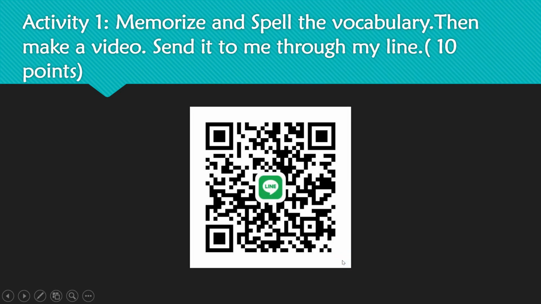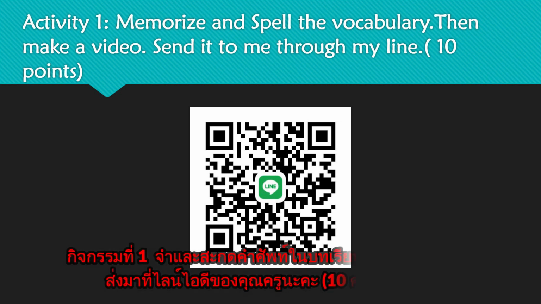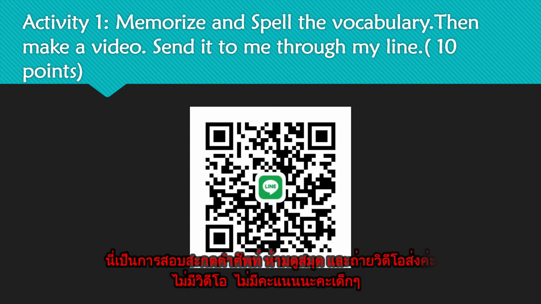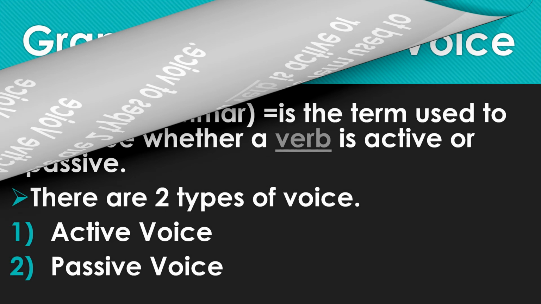Alright. So for your activity number 1, you have to memorize and spell the vocabulary. Then make a video or take a video and send the video through my Line account. So this is a spelling test by speaking. Okay? So you have to make a video and then you send it through my Line, and that is good for 10 points. No video, no points.